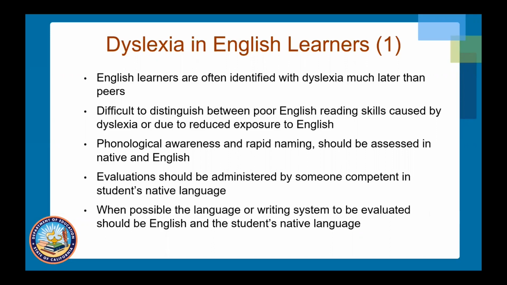There are some skills, such as phonological awareness and rapid naming, that are particularly important to assess in the student's native language and English, because they are major predictors of early reading ability and dyslexia, and they are strong indicators of later literacy outcomes which transfer across languages.